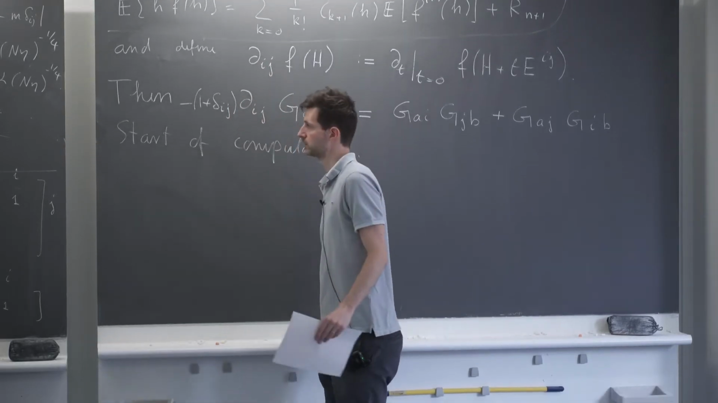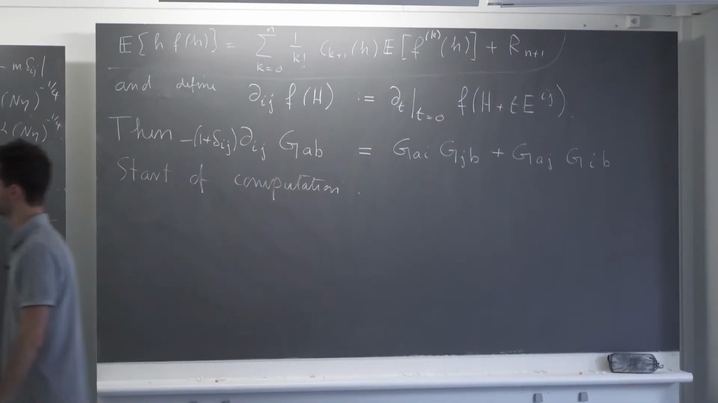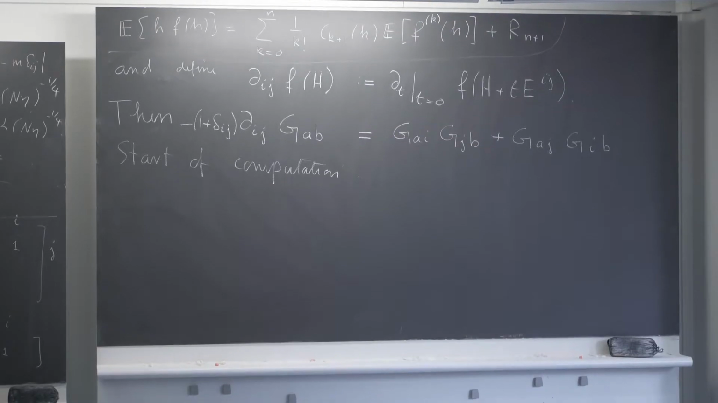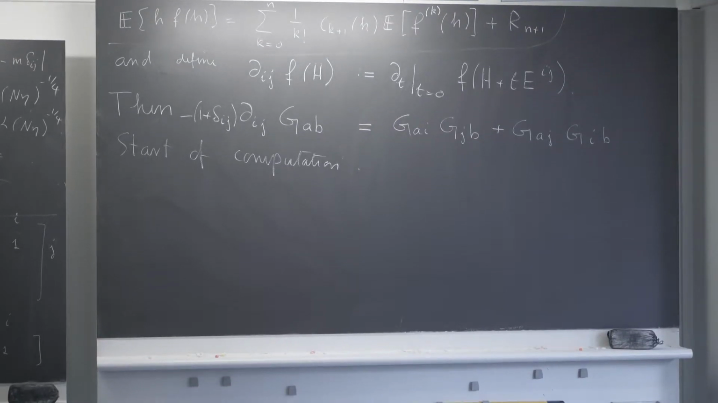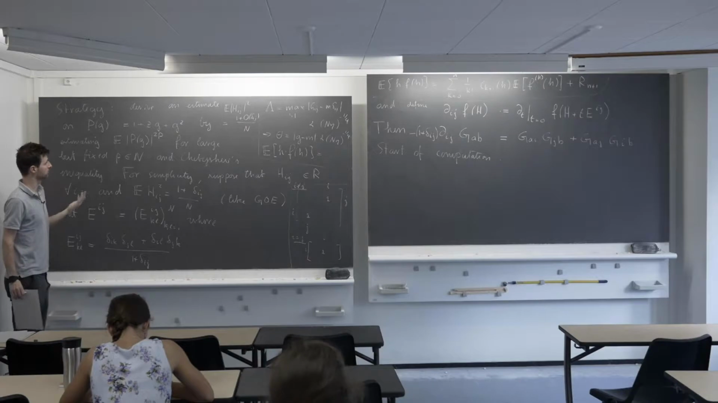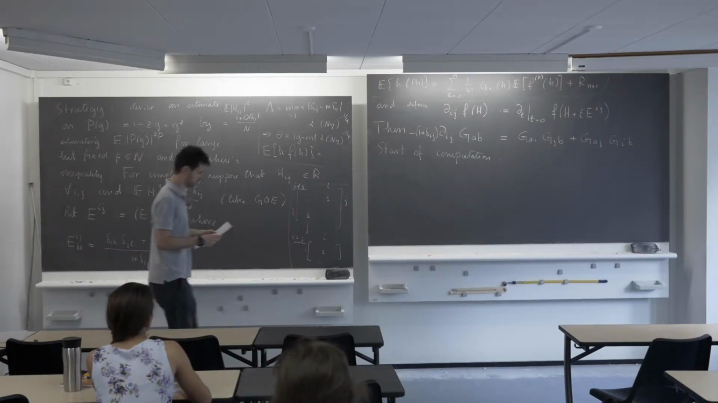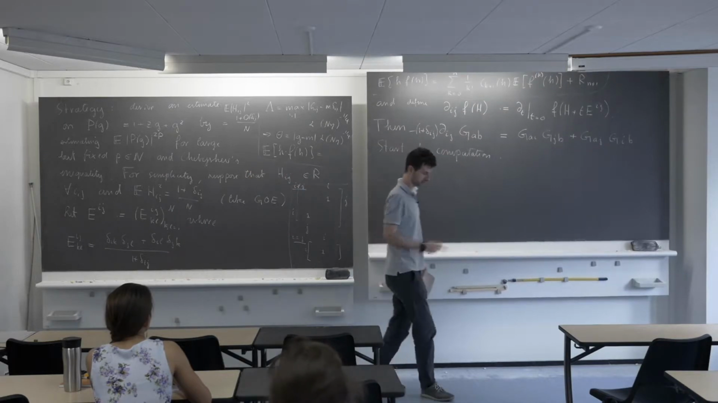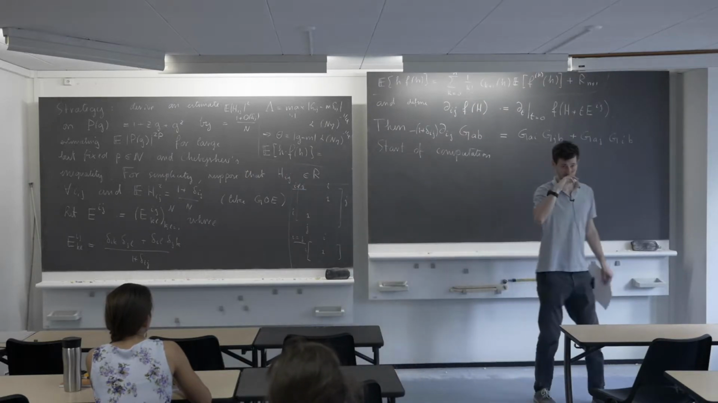So how does one start? Of course, we have to use some defining characteristic of G. We have to use the fact that G is not any old matrix. It's the Green function of H, and we start instead of using... So the algebra behind this is much more trivial than using the other method.